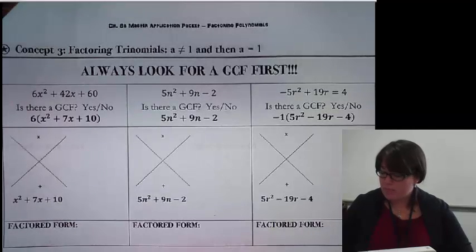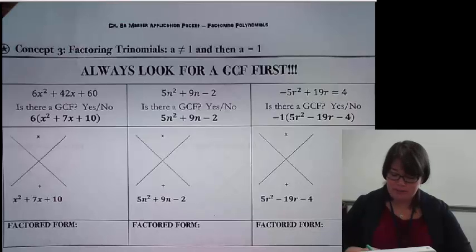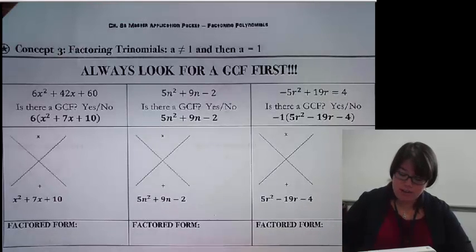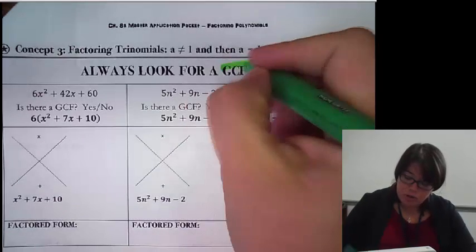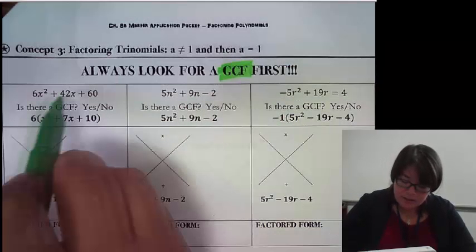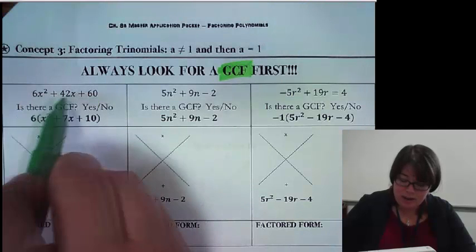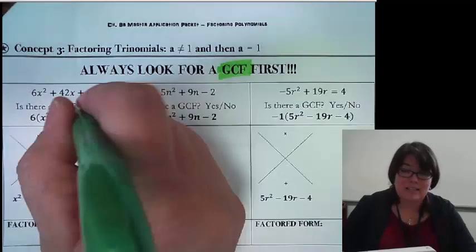The first thing you want to remember is that no matter what it looks like, or what method you're doing, the first thing you're always going to do when you're factoring is look for a GCF. So looking at our 3 examples, let's look first for that. Here I have 6, 42, and 60. Well, I know 6 can go into 42 and it can go into 60, so at the very least I can pull out a 6.